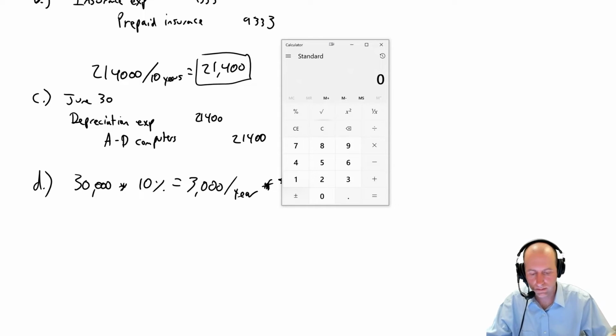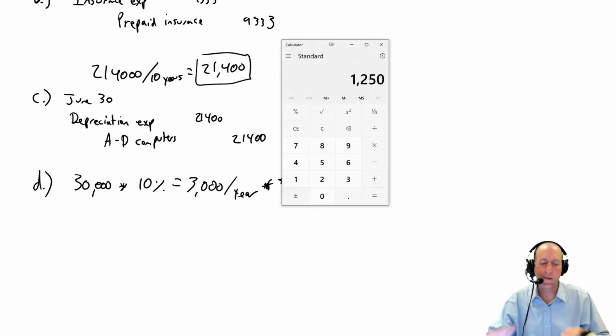Oh, this thing works inconsistently. 3,000 times 5 divided by 12. If you ever think my writing is messy, blame the computer screen.